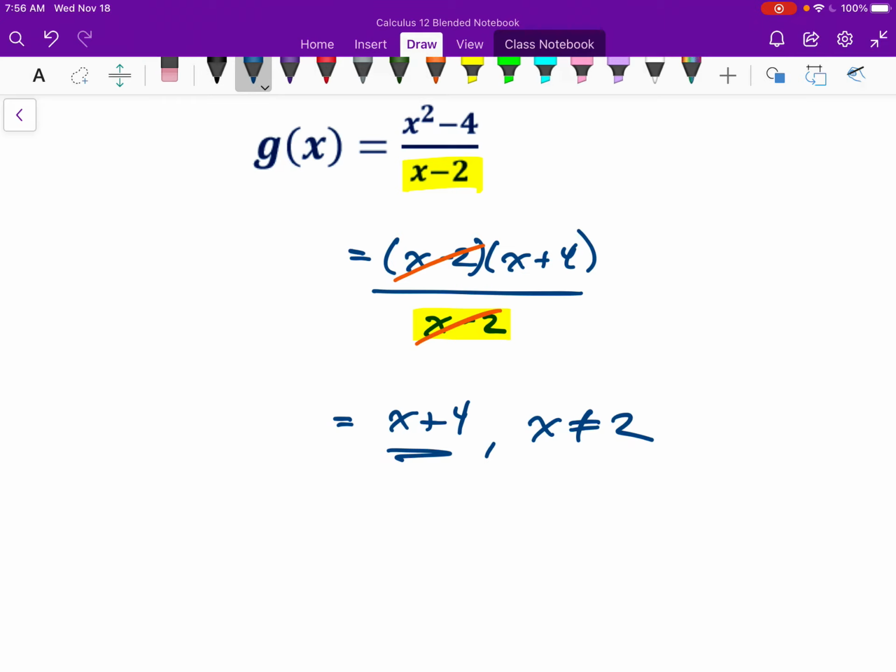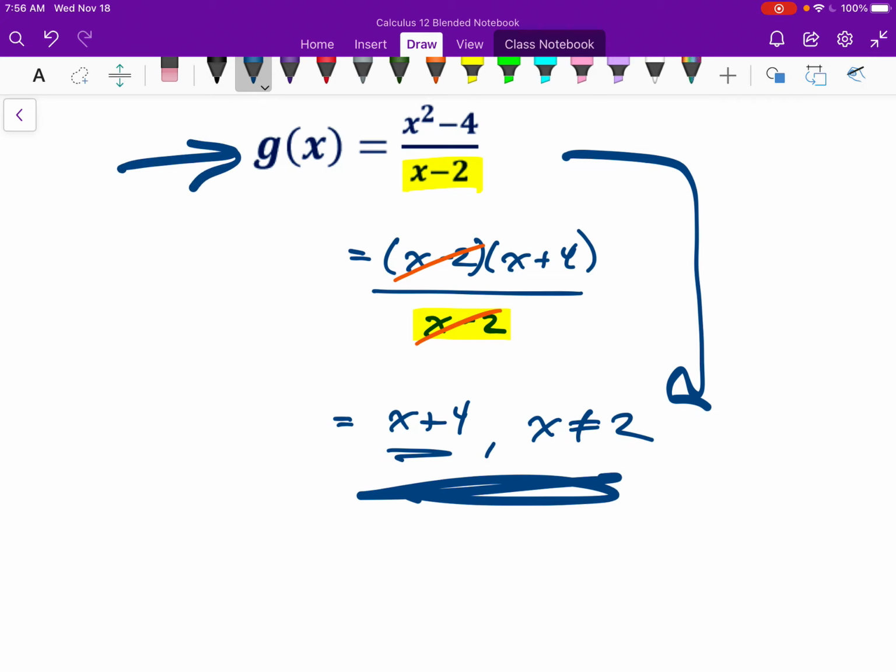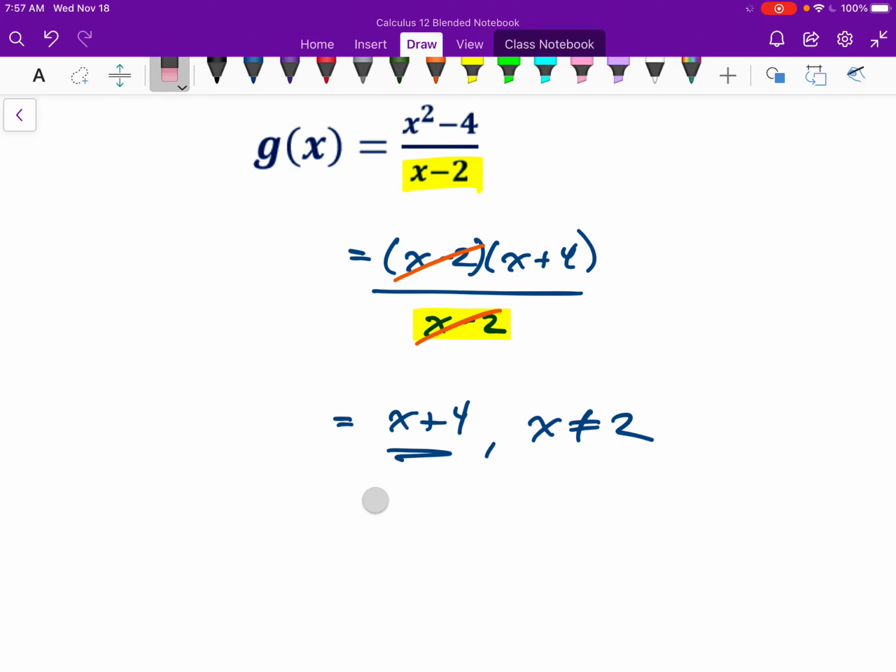Because really, what I'm writing down here should be a simplified form of this equation here. And if I look at this equation, it should be pretty clear that if x equals 2, I'm dividing by 0. I don't care what the numerator is. I can't divide by 0. And so I need to state this restriction. Again, this all goes back to pre-calc 11 and 12, actually.